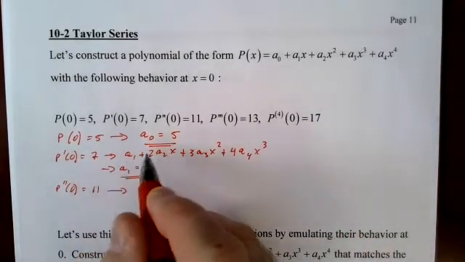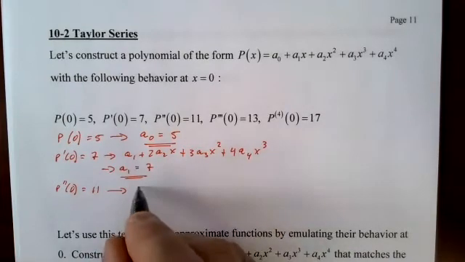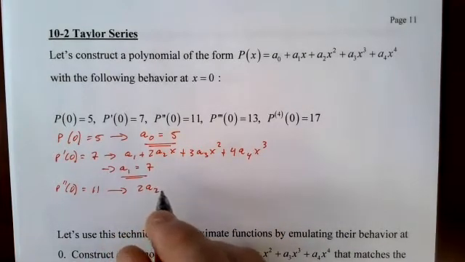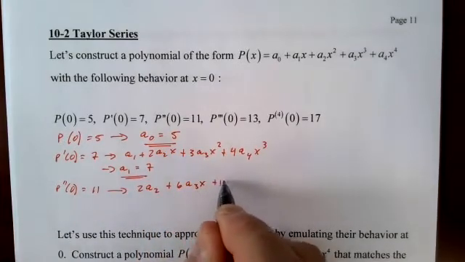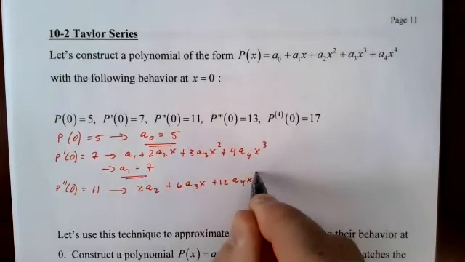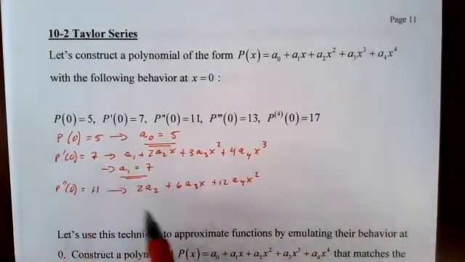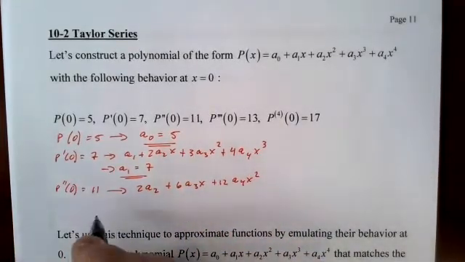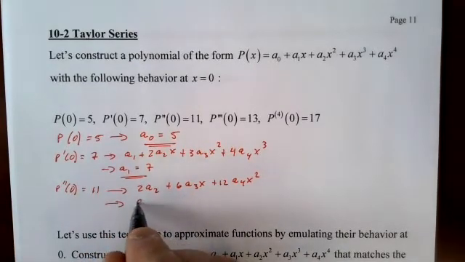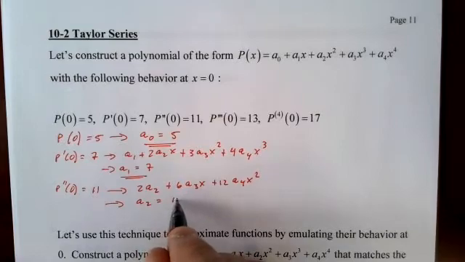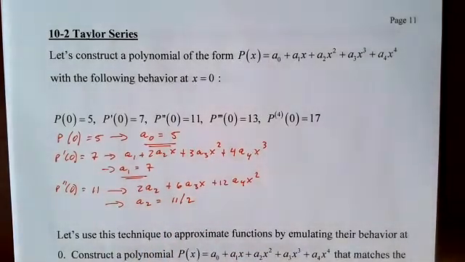Taking the next derivative, a1 vanishes, x vanishes, we get 2a2 plus 6a3x plus 12a4x squared. Plug in 0, and we find out that, check it out, now we've got to divide by 2. a2 equals 11 halves.